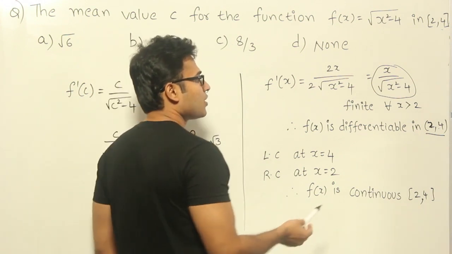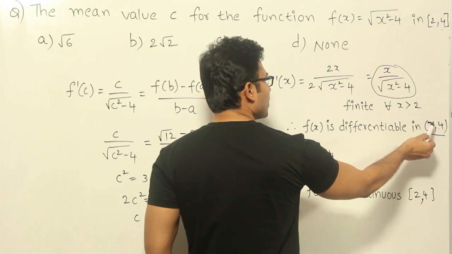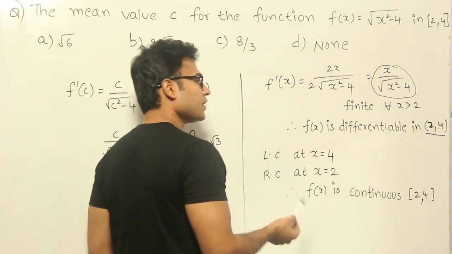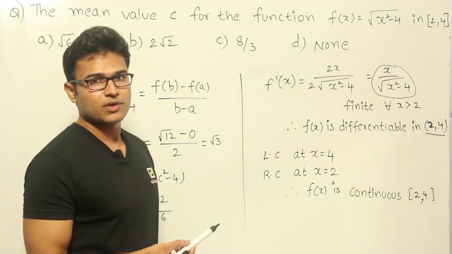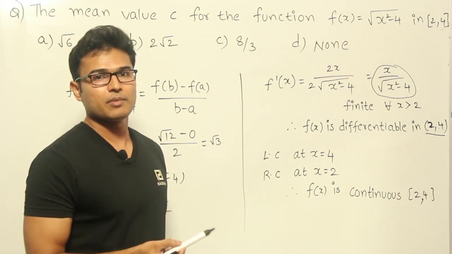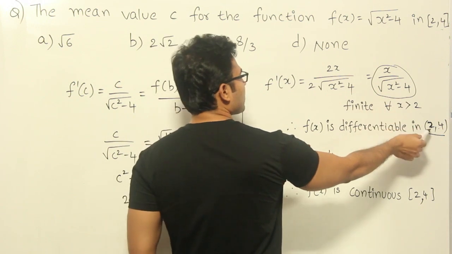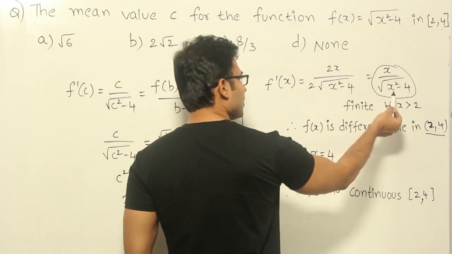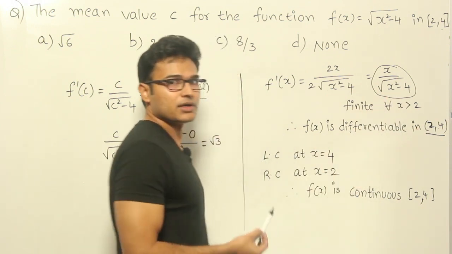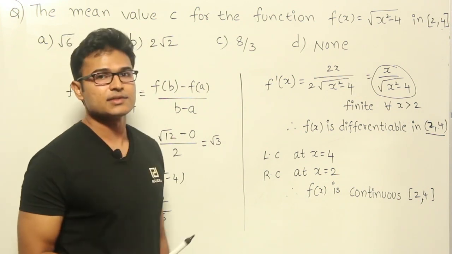But anyway, we are not worried about the value 2, because in any theorem, they talk about differentiability in the open interval a comma b, right? So for all the other points other than 2, which is not in this range anyway, it is differentiable. Got it? Which means f dash of x exists.